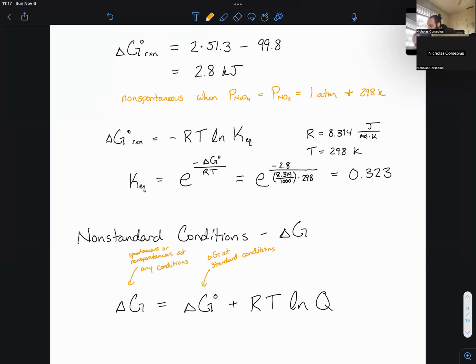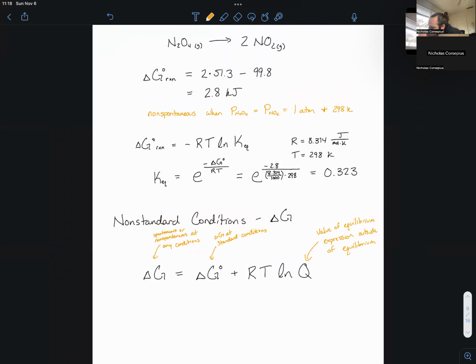And how does that work? Because of this term here, which is the value of your equilibrium expression outside of equilibrium. Right? That's what Q is. So what the heck do I mean by that? The value of your equilibrium expression outside of equilibrium. Well, let's just build our equilibrium expression for this reaction right here. Okay, KEQ, that was supposed to be a Q.